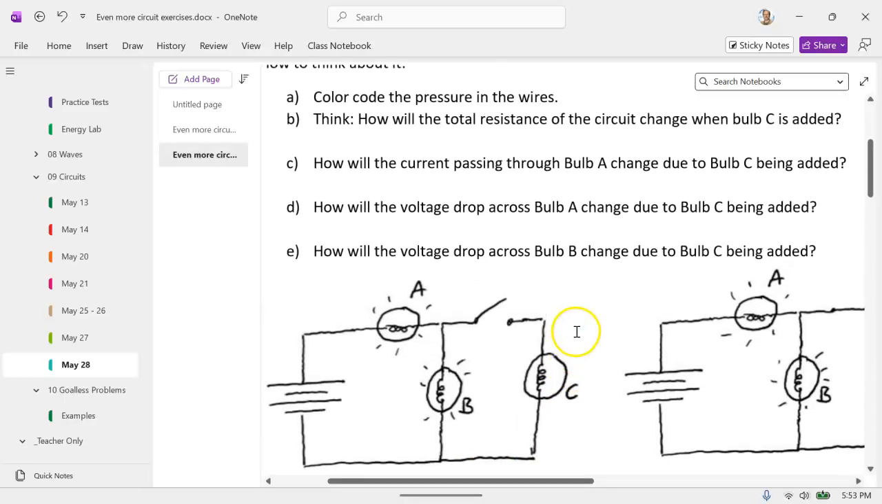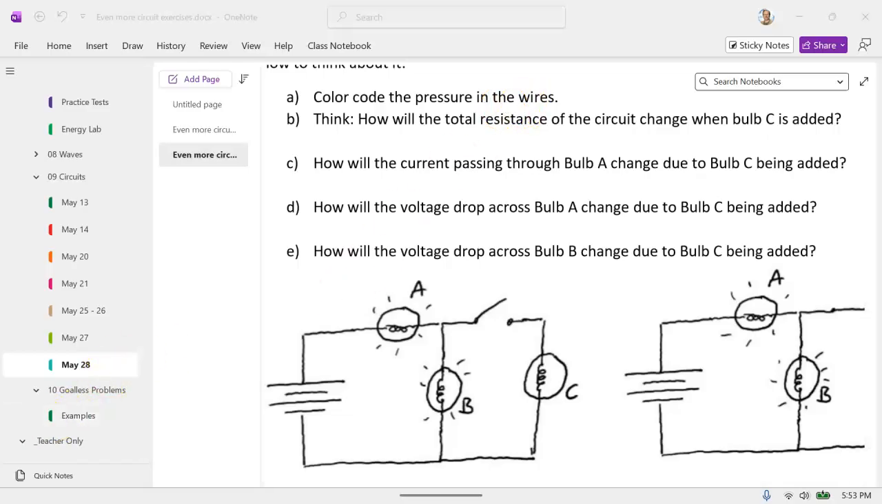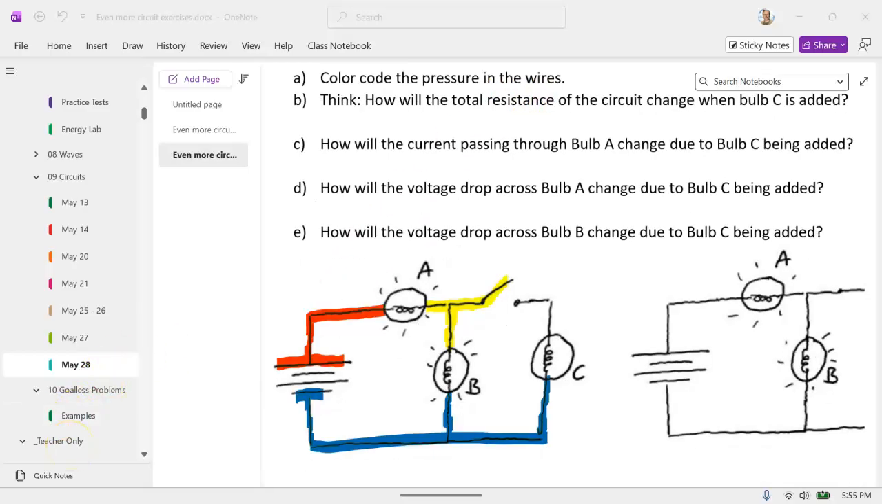Okay, we're going to do it like this. First, we're going to color code the pressure in the wires. Just coded the first circuit here. The voltage drops twice. And if these bulbs are identical, then the voltage drop over each bulb will be the same. Red to yellow is half the voltage of the battery, and then yellow to blue is the other half.